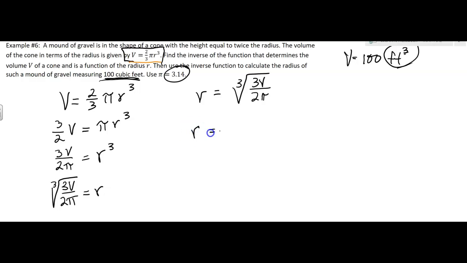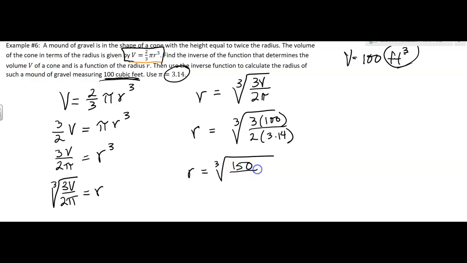So r is equal to the cubed root of 3 times 100 over 2 times 3.14. Now, some of you might want to just pull your calculator out and start plugging that in. For me, I probably would simplify it. But we do want to get an answer here. It's going to be 150 over 3.14.